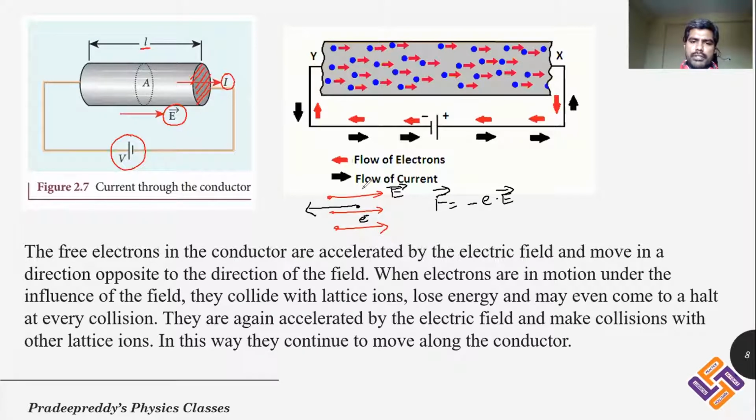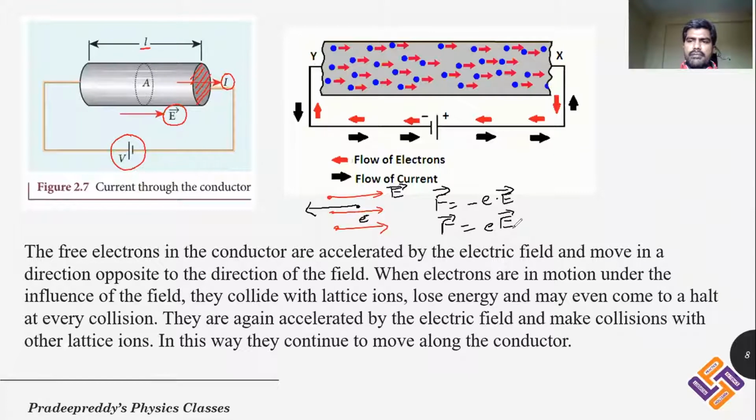Whereas if it is a positive charge, F will be equal to e into capital E. The electron is a negative charge and this is a positive charge. Definitely a positive charge will not be moving in the electrical conductor, but if we assume it is a positive charge, the force and field are both in the same direction.